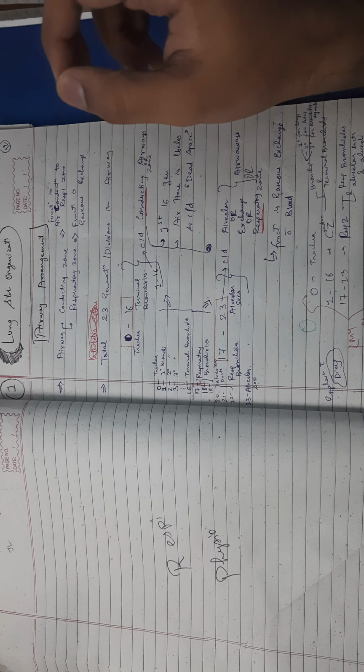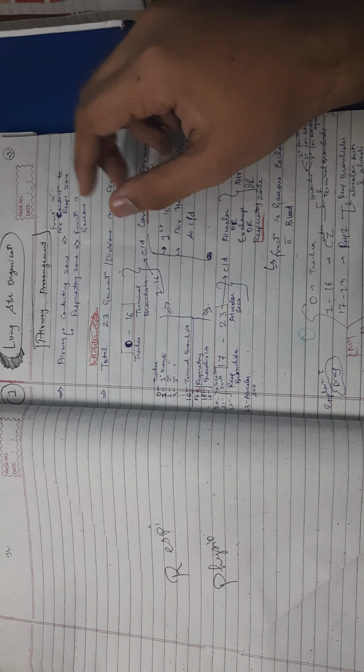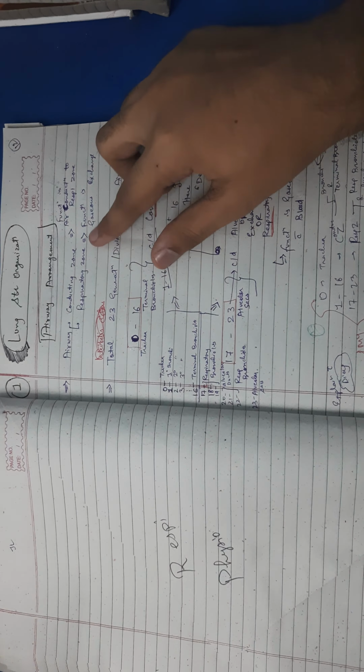The conducting zone is the area whose function is only to conduct air from the atmosphere towards the lung tissue. The respiratory zone is the area where gas is exchanged with the blood. There are a total of 23 divisions in the airway. You have to remember this.